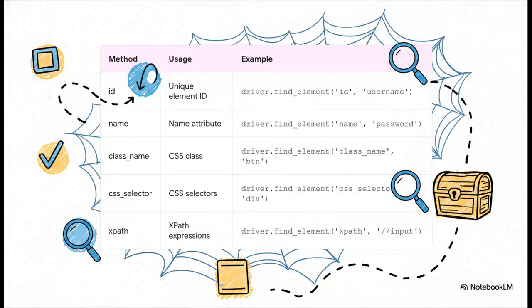Okay, look at this table. Think of it like a treasure map for any web page. Every button, every link, every text box has a kind of digital address, and these locator strategies are how we find them. You can search by a unique ID, a name, a CSS class, which is kind of like a label they use for styling, or even with something called XPath, which is a super powerful way to navigate the page's structure. Getting comfortable with these is the key to controlling any site out there.